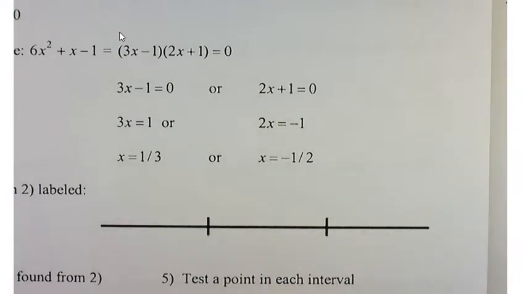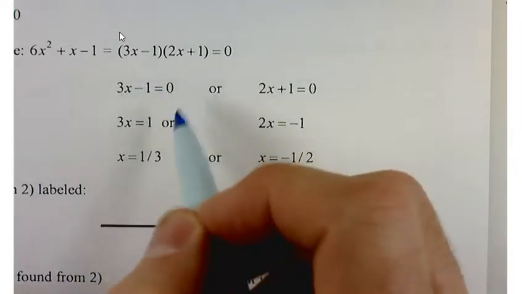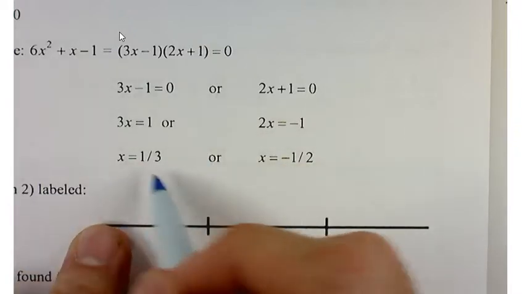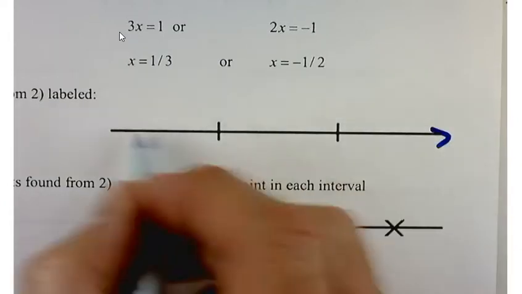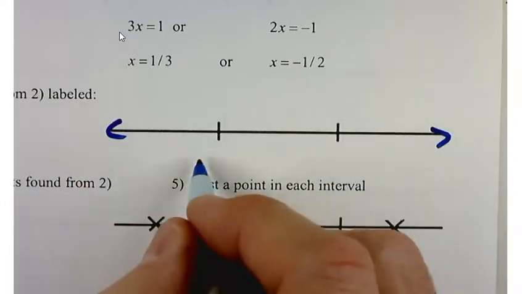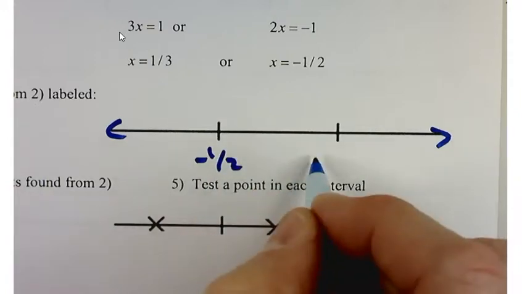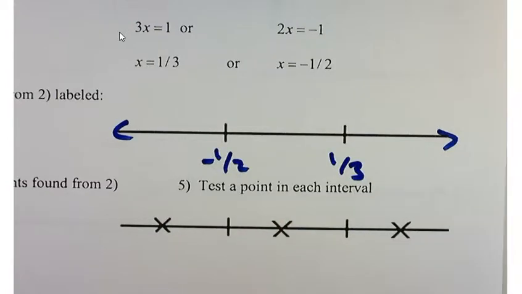When you factor it and set each term equal to 0, we get two solutions, 1/3 and -1/2. And we're going to put those two solutions on the number line. So this goes from -infinity to infinity. And let me put them here and put them on in the correct order from left to right.